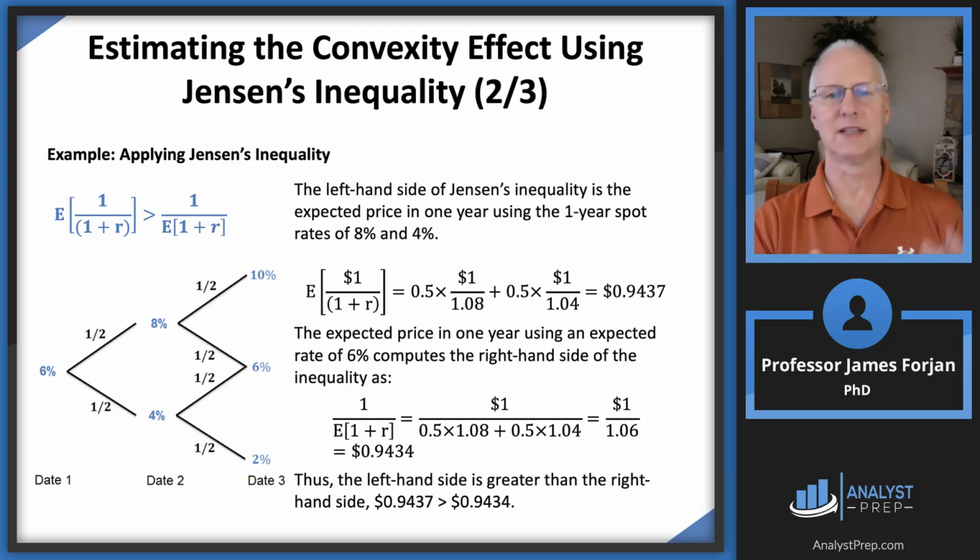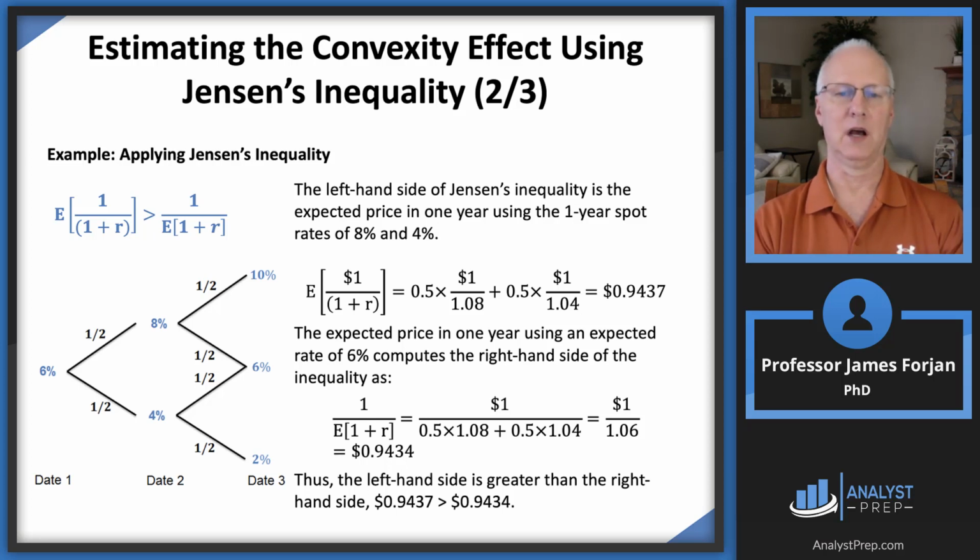So that's that discount factor. But on the right-hand side, it's 1 over the expectations of 1 plus the interest rate, which is the expectations for the term structure. So we can quickly do the math here. Let's look at the left-hand side. If we take half of the reciprocal of 1.08 and half of the reciprocal of 1.04, we get .9437.